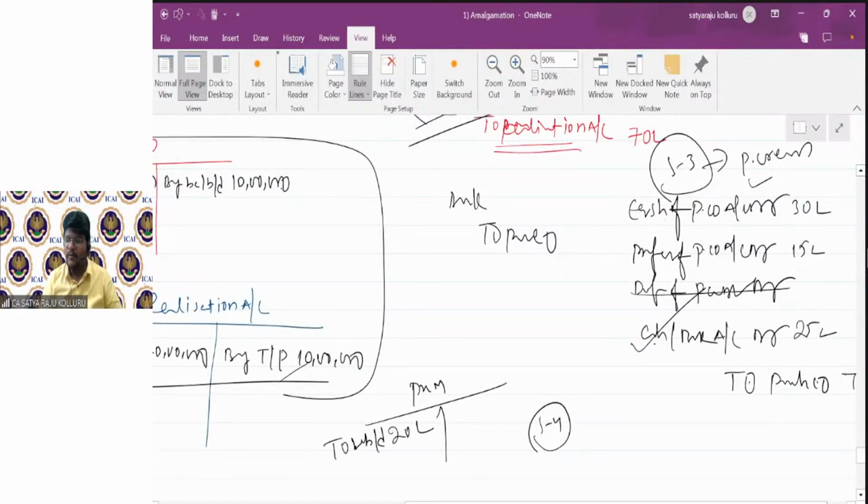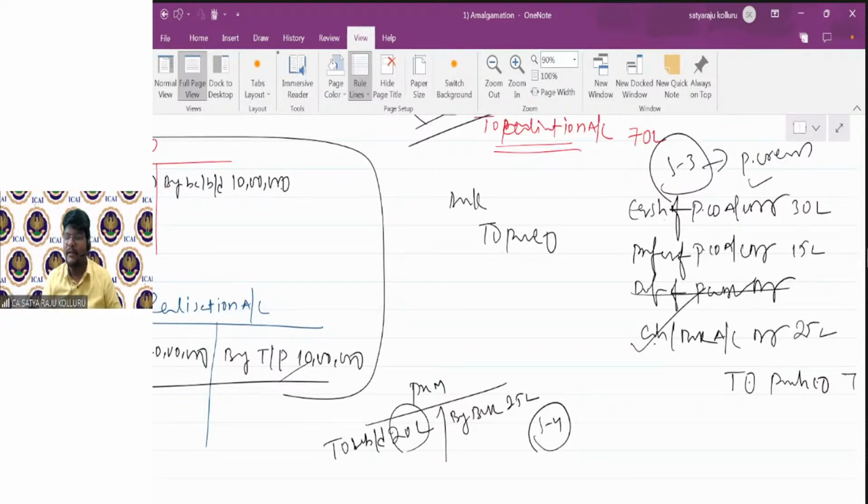Now what will the liquidator do? He will realize that in the outside market. Let us assume he sold that particular asset for 25 lakhs. Then what is the entry? Bank to plant and machinery, by bank, 25 lakhs. How much profit he earned? 5 lakhs profit he earned.